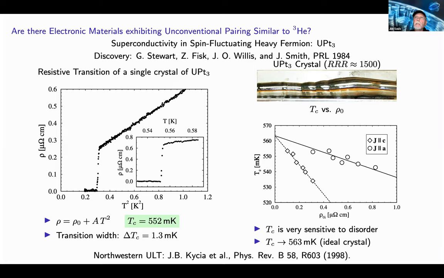And the suppression of TC here turns out to be due to stacking faults. And so a series of studies involving annealing and measuring stacking fault densities and residual resistivities, as shown by Jan Kitsche's paper here, shows the suppression of TC with weak disorder. So TC is indeed very sensitive to disorder, as you would expect for an unconventional superconductor. In fact, you can extrapolate that the ideal crystal TC is about 563 millikelvin from this image here.